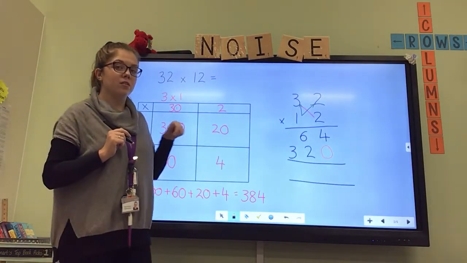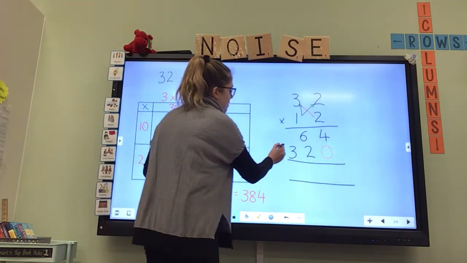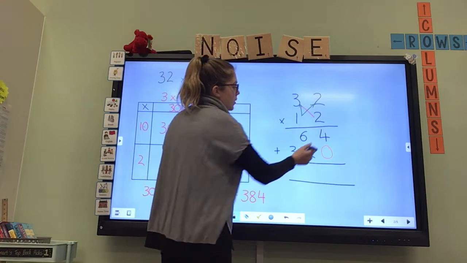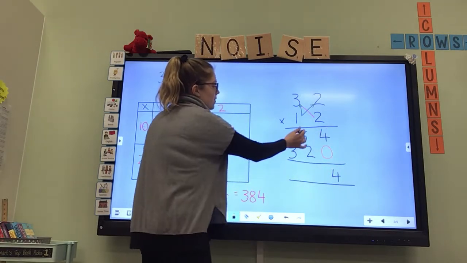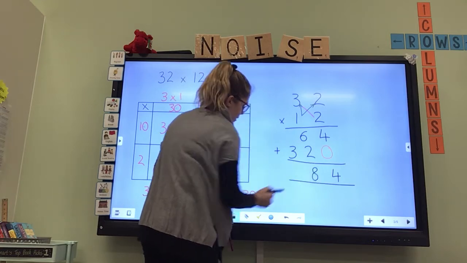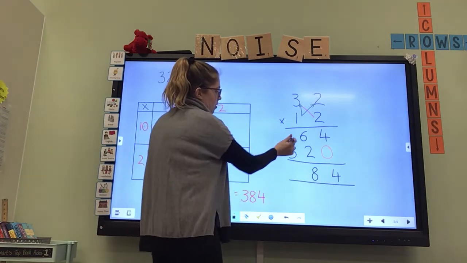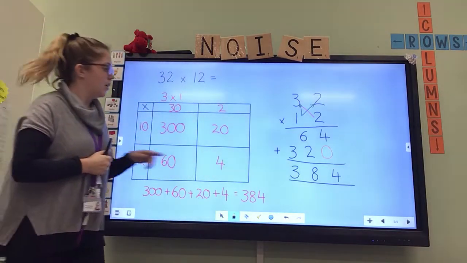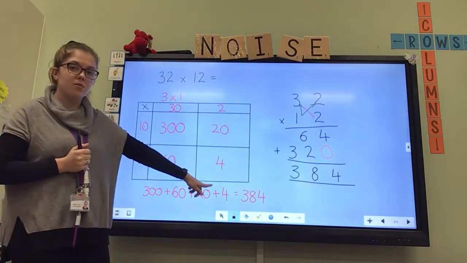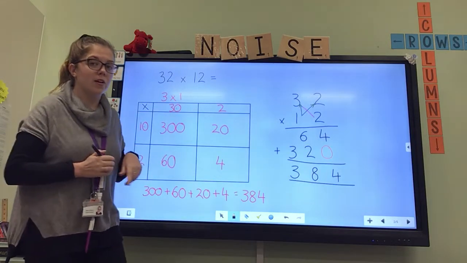Now, what do we think we need to do with these two answers? You can't have two answers to a calculation. So yes, we are going to add them up. So 4 add nothing is going to stay as 4. 6 add 2 is going to become 8. And I've got 3 in my hundreds, which would leave me with 384. Now, is that the same answer as we got with our grid method? Absolutely, well done.